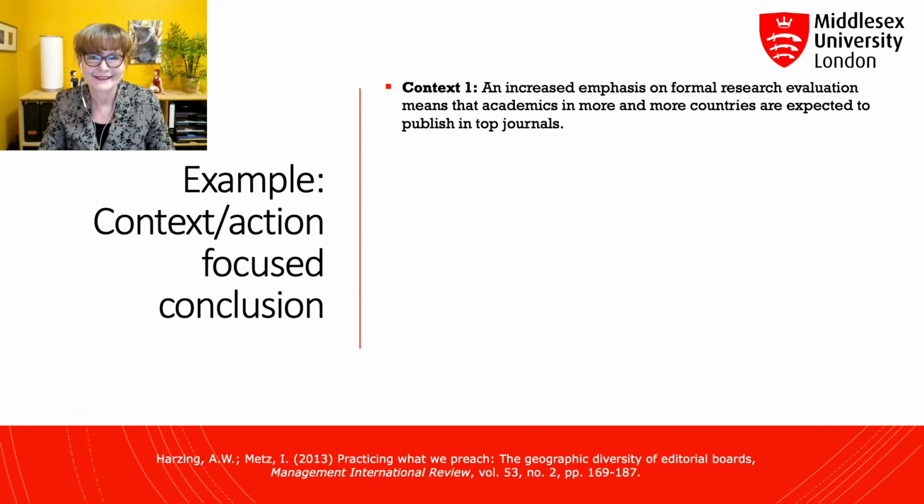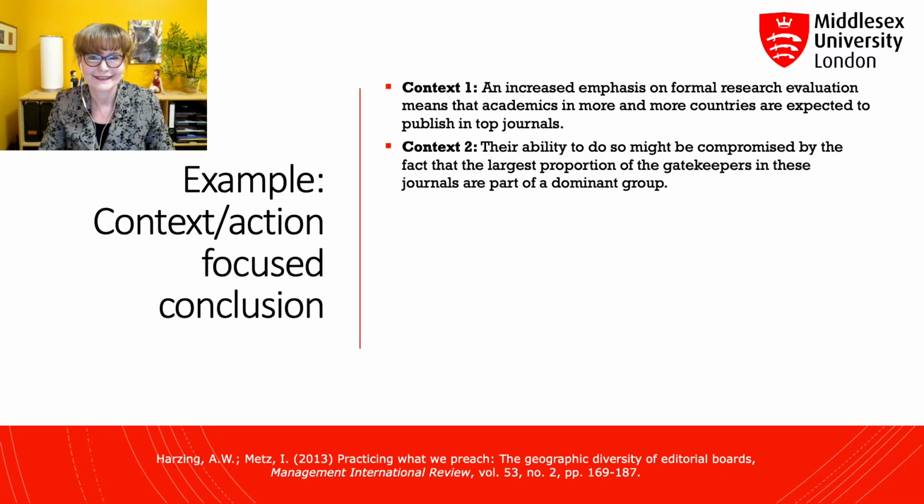So the next example is about an article about geographic diversity in editorial boards of journals. In this article, we really wanted to have an action-focused conclusion, but to do this, we first needed to show why action was important. So first of all, we started the conclusion by saying that an emphasis on formal research evaluation means that more academics are expected to publish in top journals, but that their ability to do so might be compromised by the fact that gatekeepers in these journals are part of a dominant group, and in this case, Anglo-American academics.